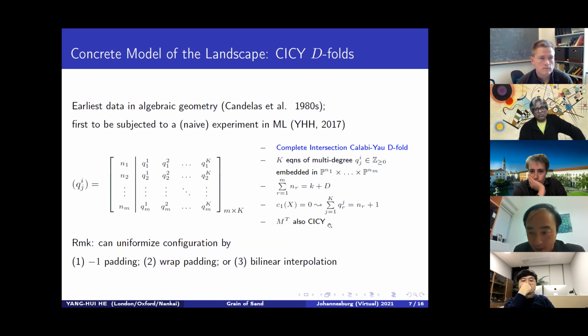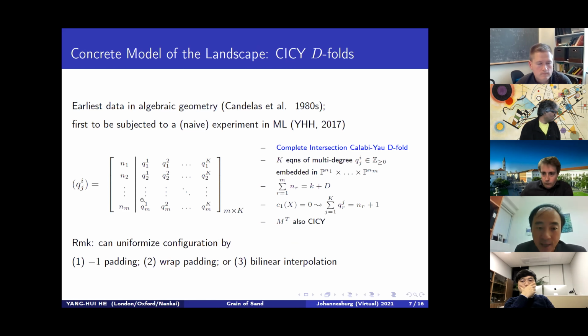I think everybody in this community is familiar with it, but basically for the students, this is just a configuration matrix where you take products of P^n's and you take hypersurfaces of multi-degree. And this is complete intersection. So this is the complete intersection criterion. And the vanishing of the Chern class gives this row sum criterion. I'm going to give an example in a minute.